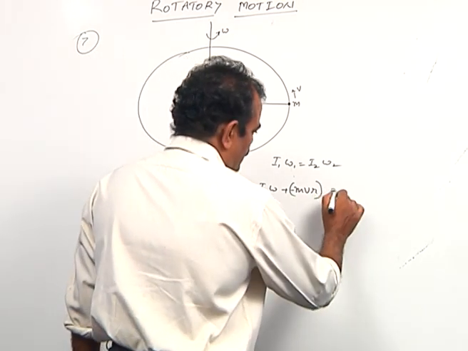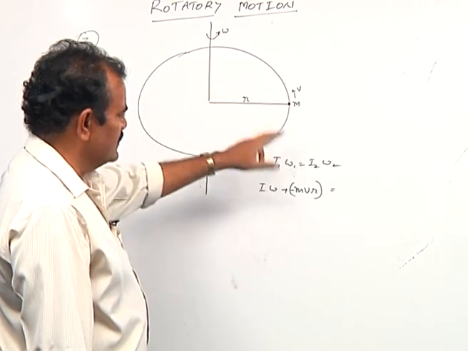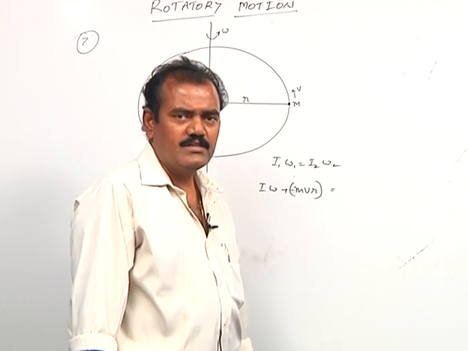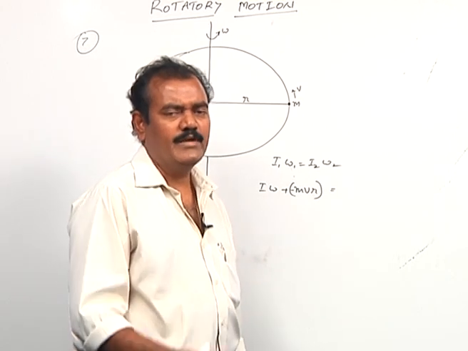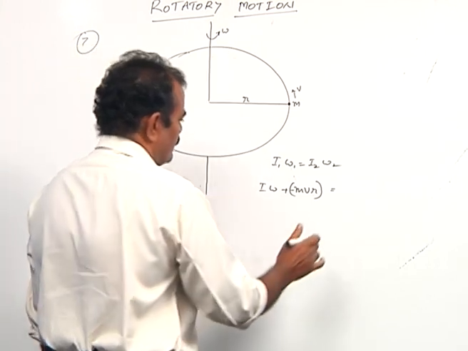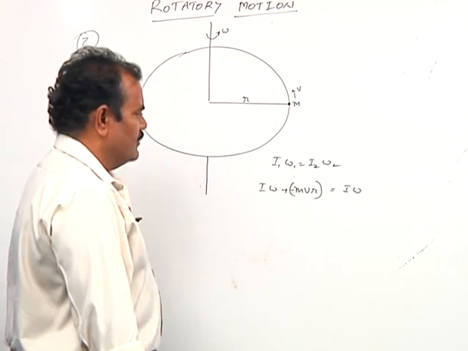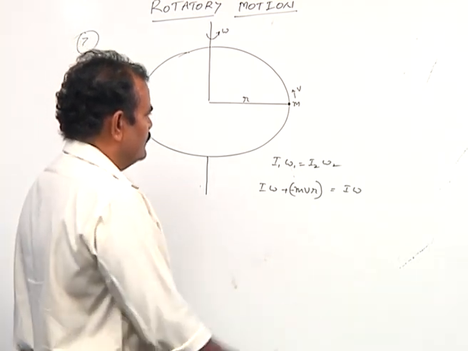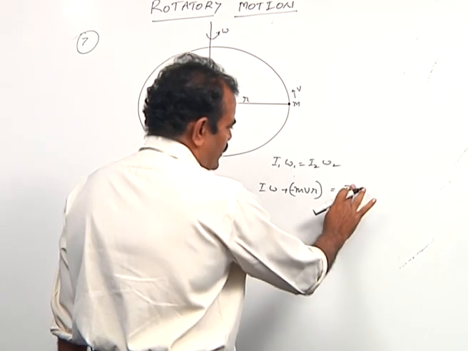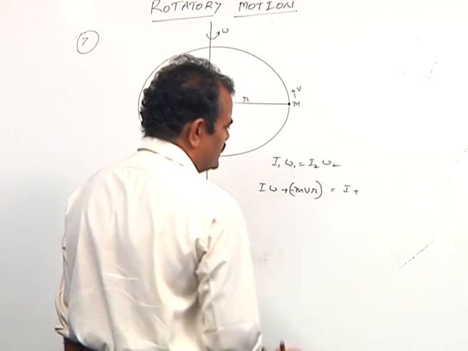And thereafter I2 means, in the second case, the cockroach has stopped its movement. So now only the disc is rotating with angular velocity as usual. For that it will be I omega. And thereafter, the cockroach has stopped, and for that you have to take its moment of inertia.